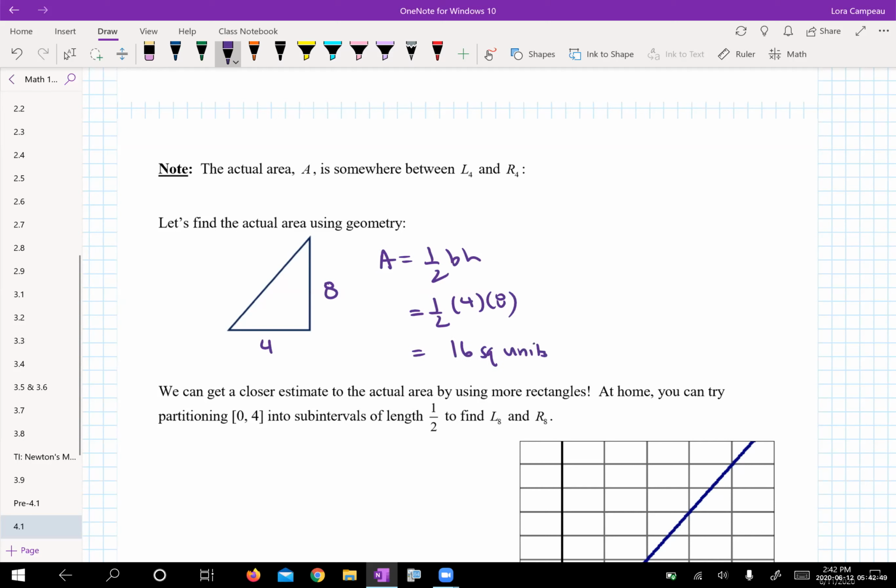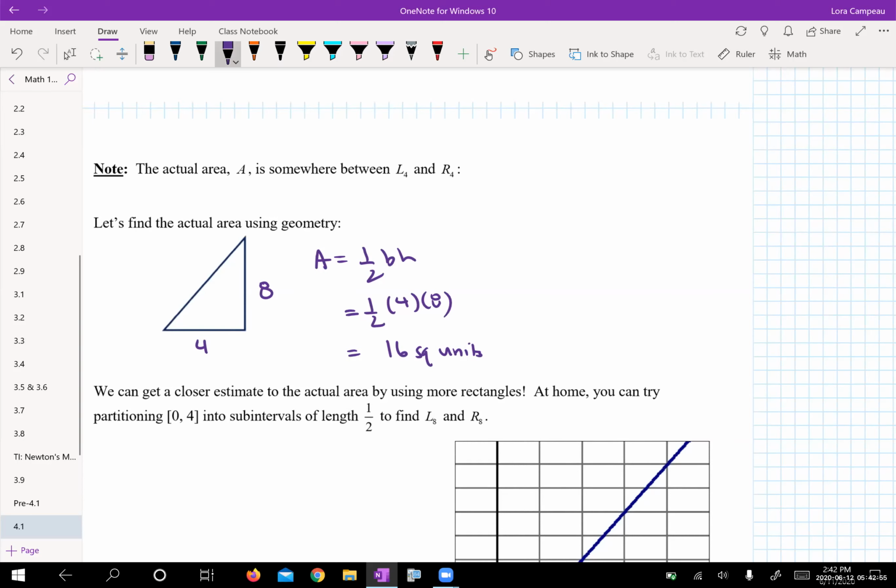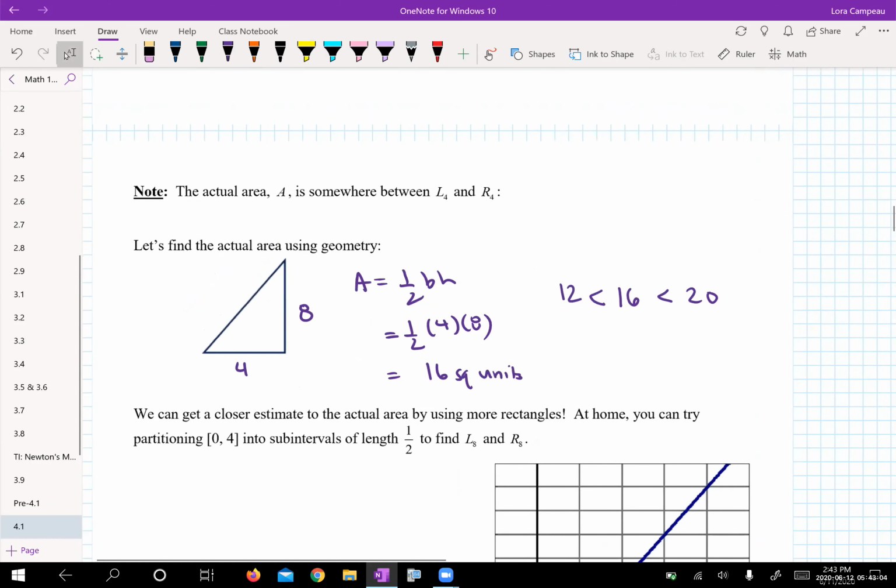And so when we're looking at our notation math-wise, the 16 square units is in between the 20 and the 12 that we got. And if you are using math notation to talk about L4 and R4, 12 was L4. The actual area is in between L4 and R4, and we've developed that. We actually see that it has to be, geometrically and then physically when you're looking at the analytical part.